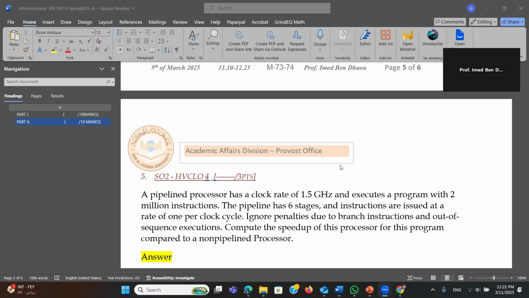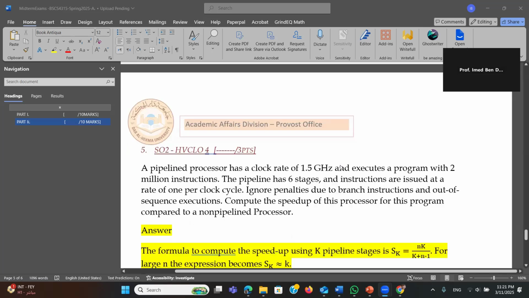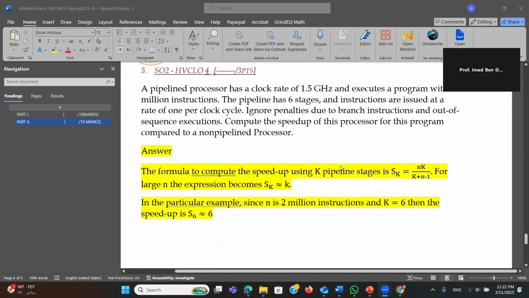Of course, the first thing is that we don't have to use all this data. That means we don't have to compute CPI, and we don't have to compute the time needed to execute 2 million instructions using pipeline and non-pipeline stages. Instead, we could go for the relative. So we go back to the formula. The formula to compute the speed up using k pipeline stages is S subscript k, which is equal to n times k, divided by k plus n minus 1. N is the number of instructions, and k is the number of pipeline stages.